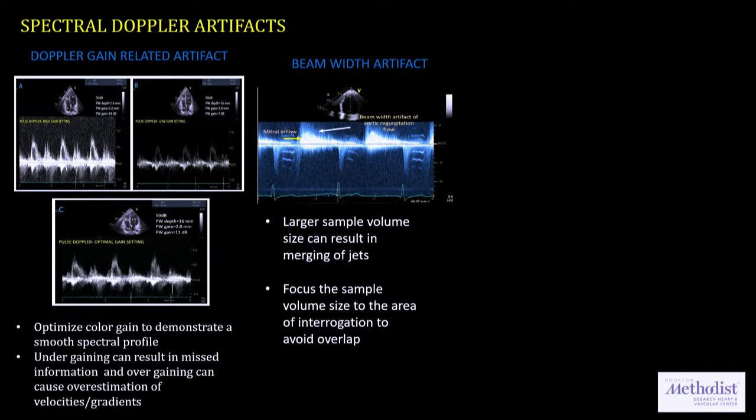What about this one? This is actually the beam width artifact of the spectral Doppler. If you sample too large of a sample volume, what happens? In addition to whatever our interesting one is, you're going to get all the other noise from the other structures as well. So here you see an AR signal on top of the mitral inflow.